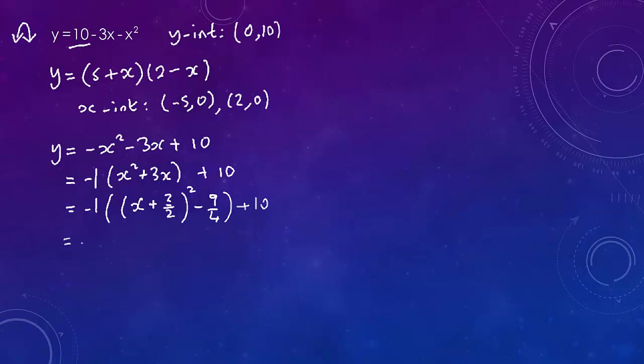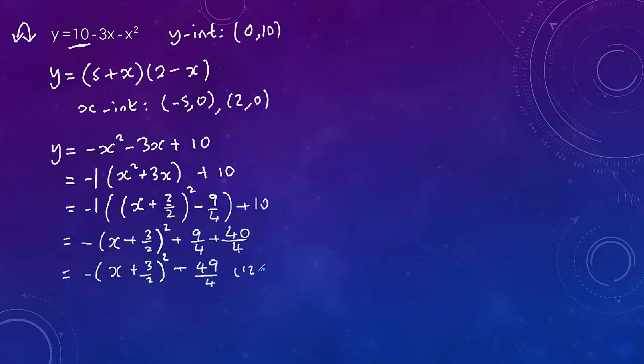And so re-expanding, that gives me minus x plus 3 over 2 squared plus 9 over 4, because of the minus minus. Add 10, which of course is 40 over 4. So it's minus x plus 3 over 2 squared. Add 49 over 4, which is, and it's handy to know, 12.25.